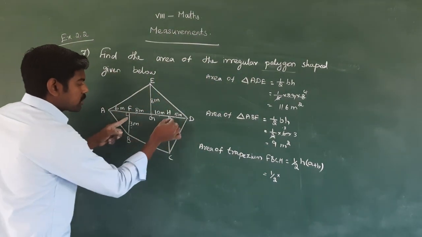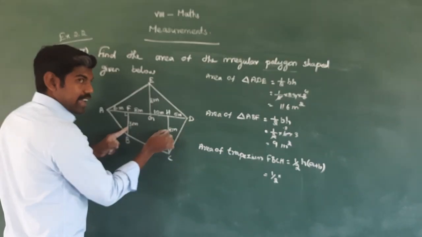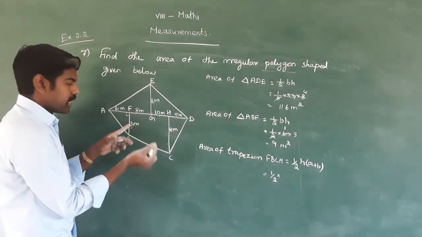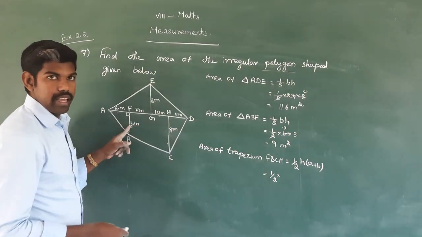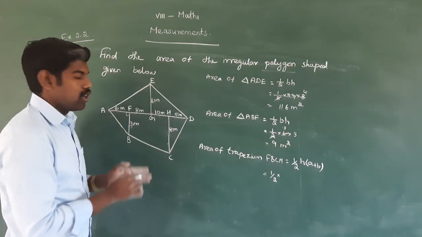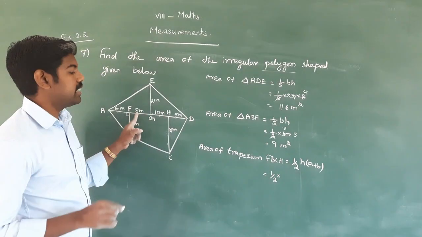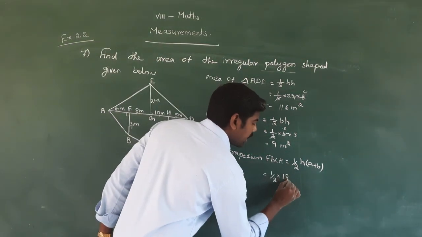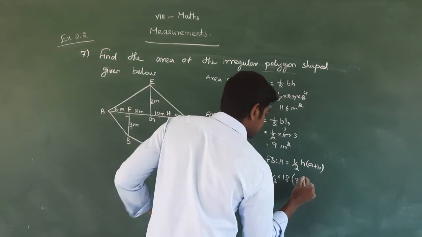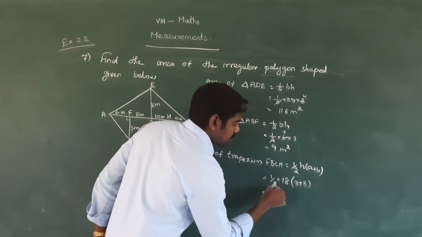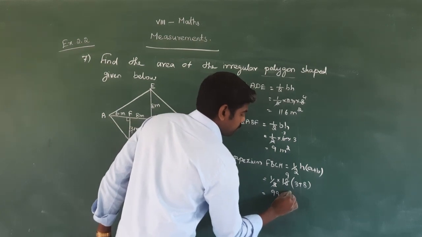So these two sides are parallel sides, FB and HC. So one is A and one is B. Take A is equal to 3 and B is equal to 8. And distance between these two sides is height. So distance between the two sides, FH, is 8 plus 10, which is 18. So H is equal to 18. A is 3, B is 8. 3 plus 8 is 11. So cancel it. 9. 9 times 11 is 99 meters square.